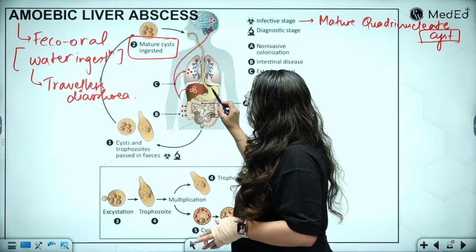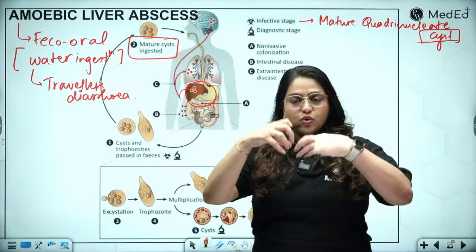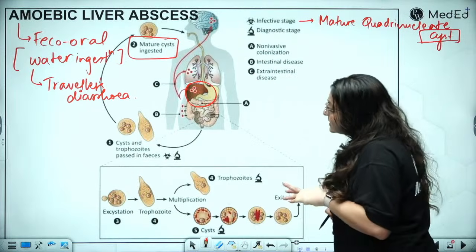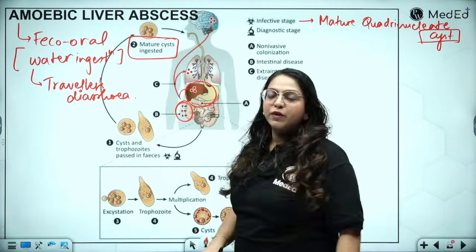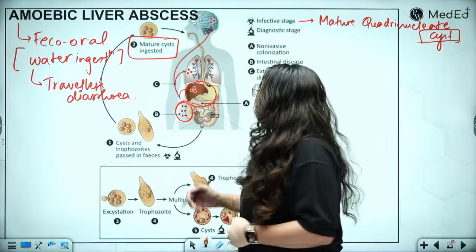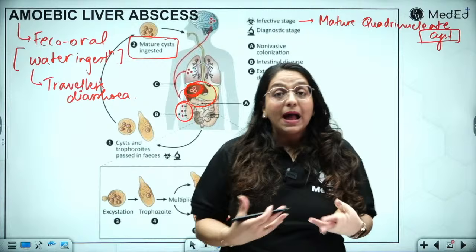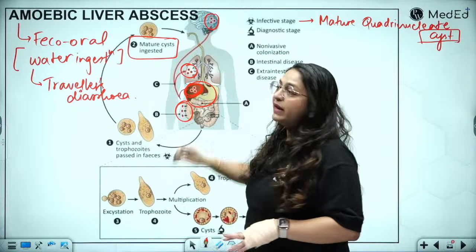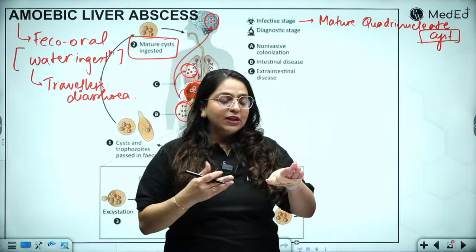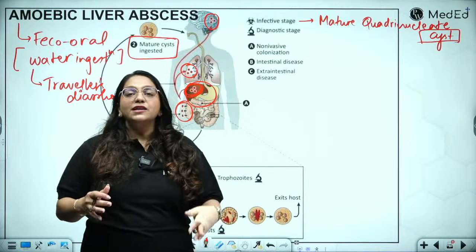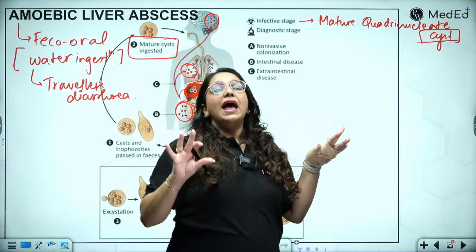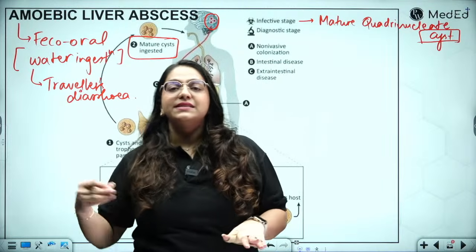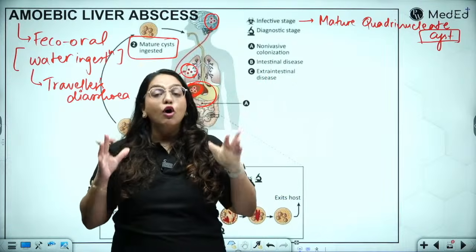Then the cyst is going to exist inside the stomach. The cyst is going to open up and the trophozoite is going to come out. Now this trophozoite can decide to cause disease in the intestine, causing amoebic dysentery. It can cause disease in the liver, causing amoebic liver abscess. It can also go and cause abscess in the lungs or in the brain. This trophozoite is going to penetrate the intestinal wall and migrate with the portal circulation, and it can cause abscesses anywhere inside the body. The most commonly affected site is the liver, then the lungs and the brain can also get affected.